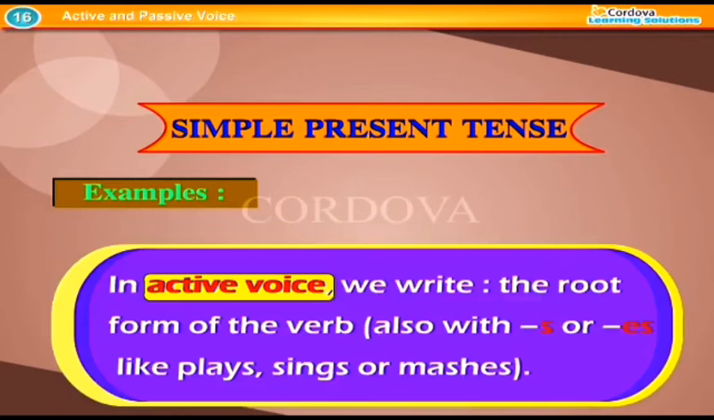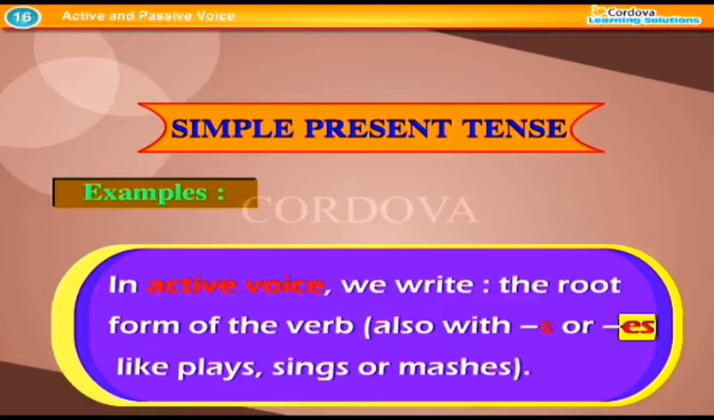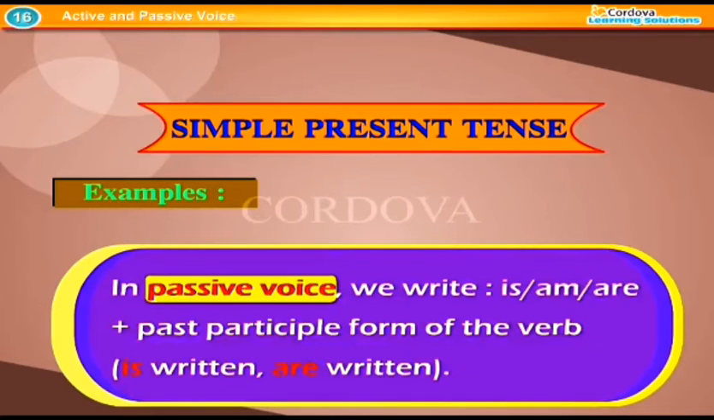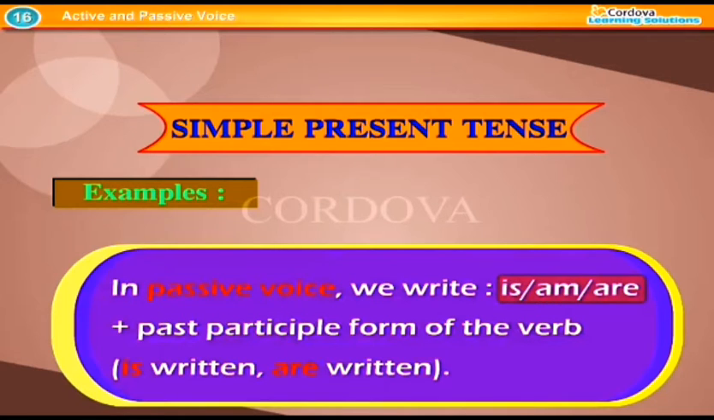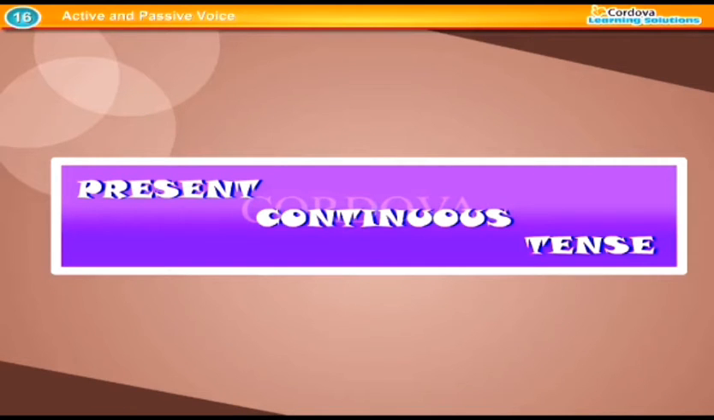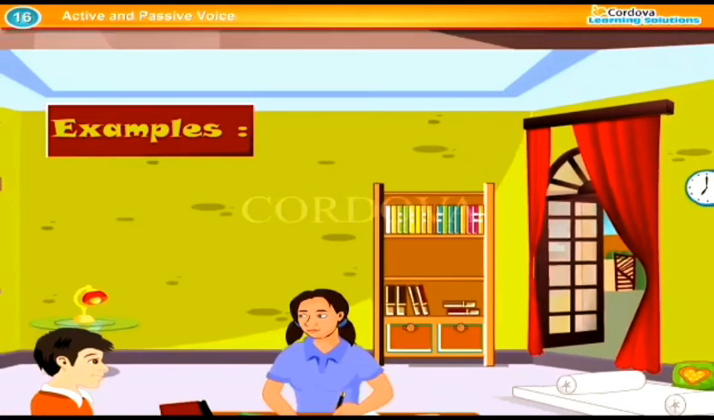Passive voice. In active voice, we write the root form of the verb, also with s or es, like plays, sings or mashes. In passive voice, we write is, am, are plus the past participle form of the verb: is written, are written.